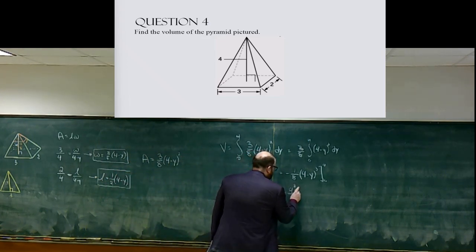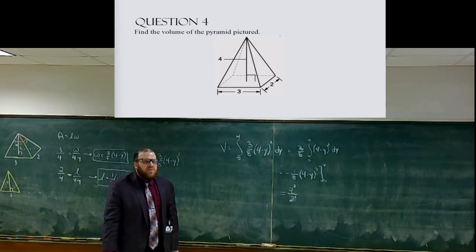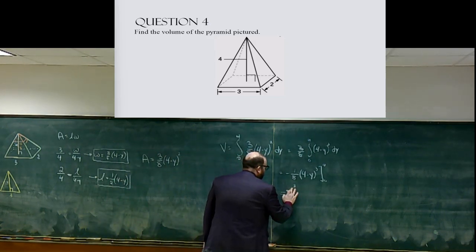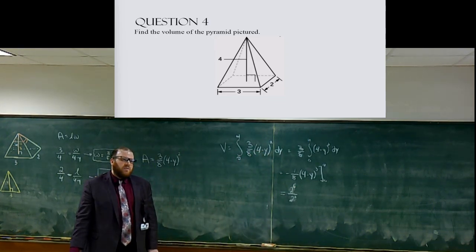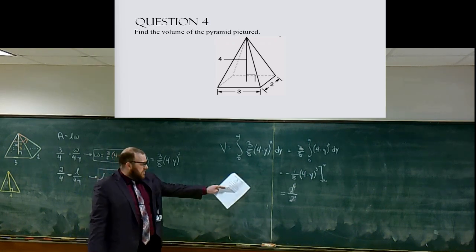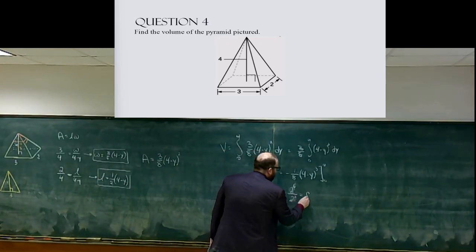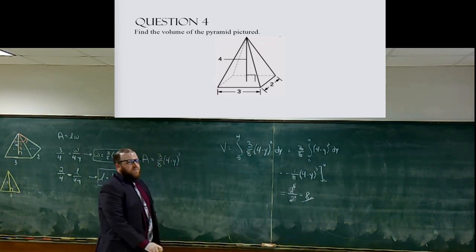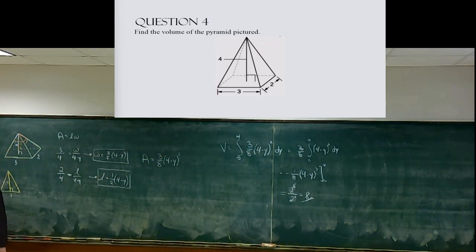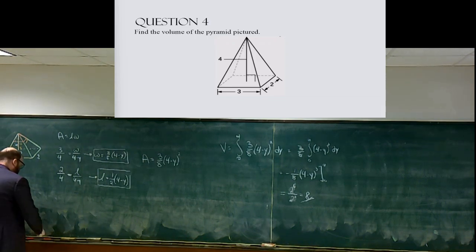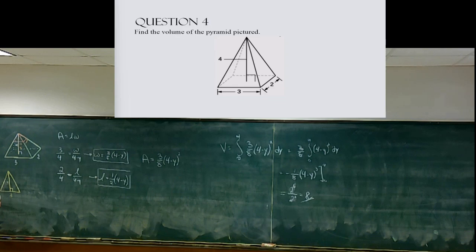Well, 8 is 2 cubed. 4 is 2 squared, right? So 4 cubed would be 2 to the 6th. 2 to the 6th over 2 cubed is 2 cubed. Volume of this also happens to be 8 cubic units. That is the slicing method.